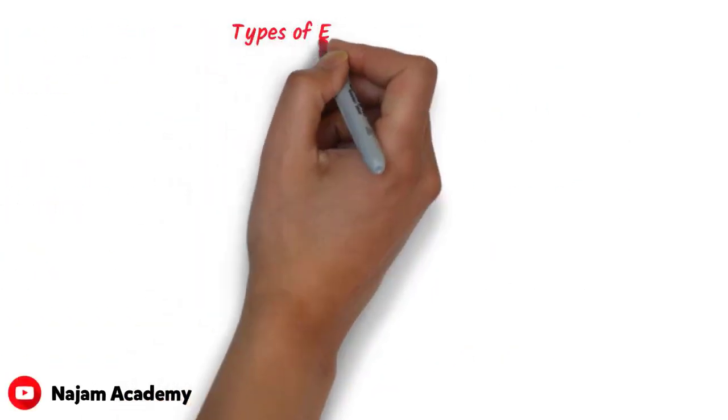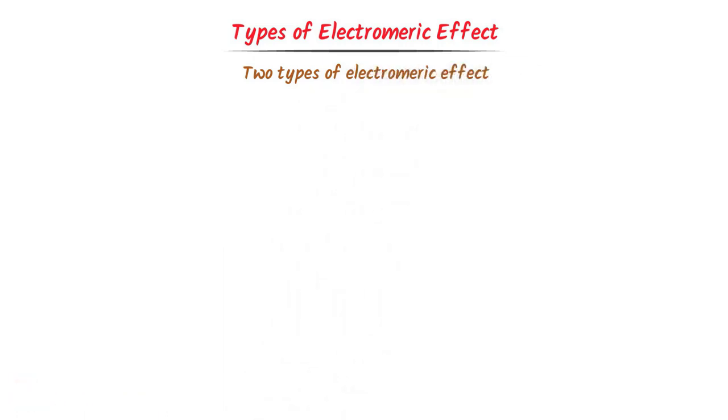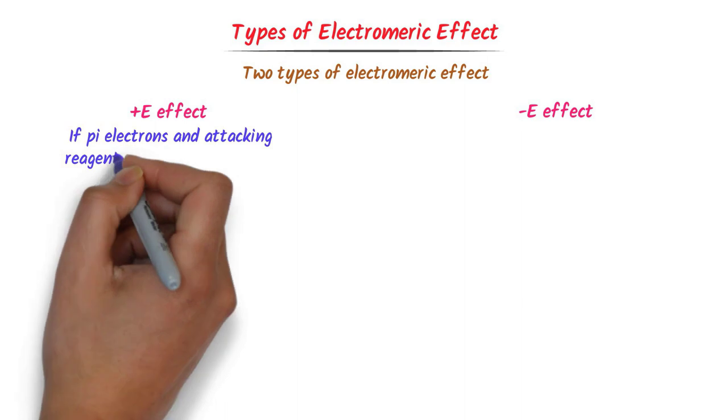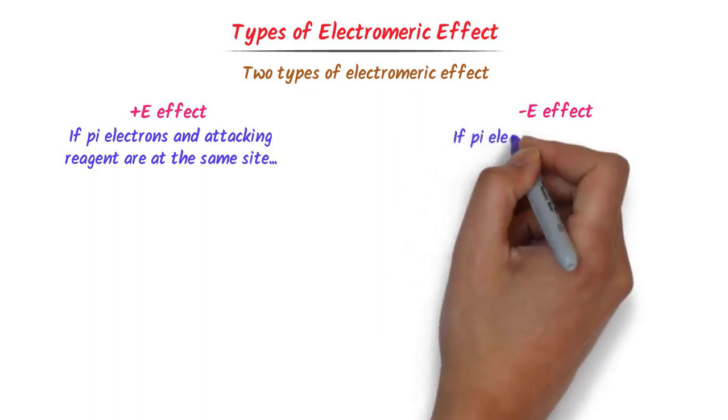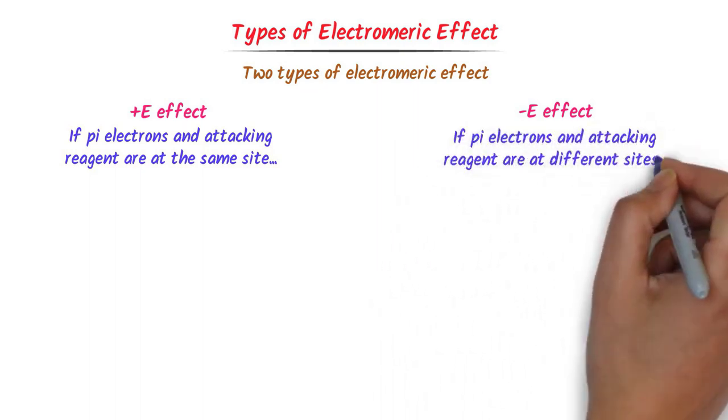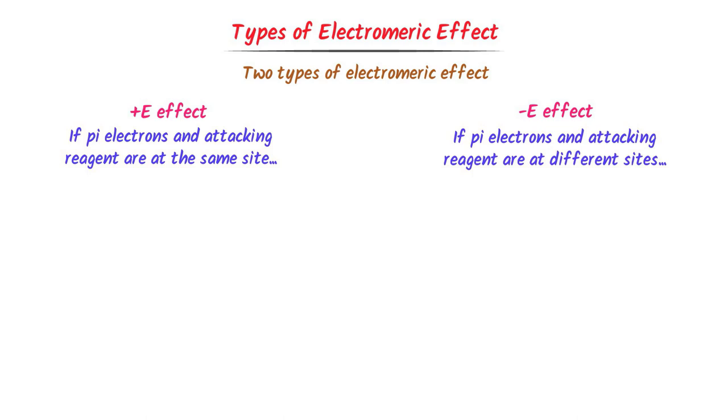Now, let me teach you the types of electromeric effect. Well, there are two types of electromeric effect: positive electromeric effect and negative electromeric effect. Here, let me teach you my personal trick to remember positive and negative electromeric effect. If pi electrons and attacking reagents are at the same site, it is called positive electromeric effect. If pi electrons and attacking reagents are at different sites, it is known as negative electromeric effect.